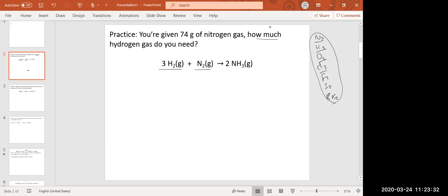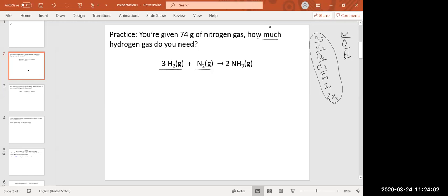Or sometimes they name it oxygen molecule, nitrogen molecule, hydrogen molecule, so it will also be N2, O2. Only when they tell you oxygen atom or nitrogen atom will it be a single nitrogen, a single oxygen, or a single hydrogen. But if they say oxygen molecule, nitrogen molecule, or oxygen gas, nitrogen gas, hydrogen gas, all these are diatomic molecules. So be careful of it.